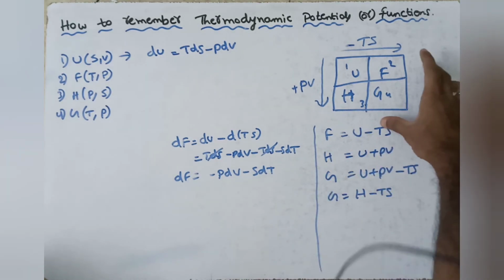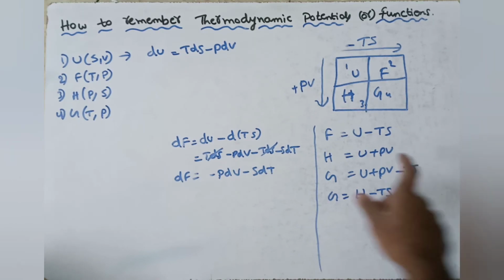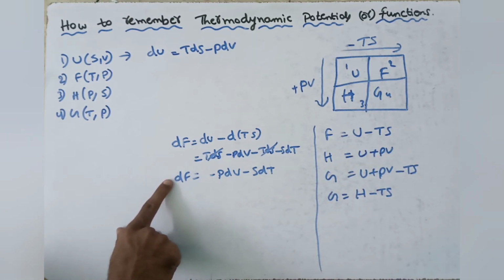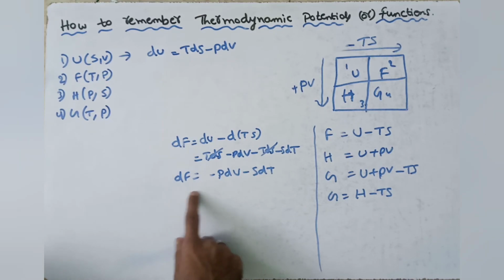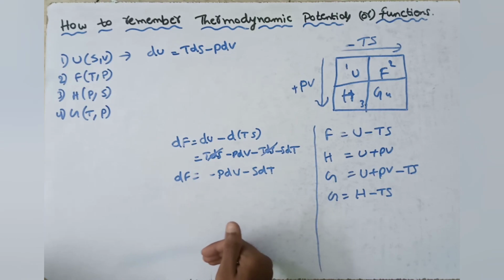By this box, we can write all thermodynamical functions, and we can derive the change in thermodynamical functions. By saying these functions are perfect differentials, we can derive Maxwell's thermodynamical relations.